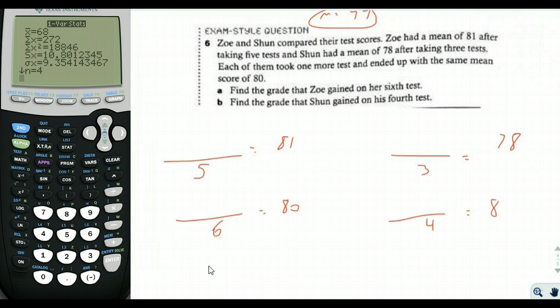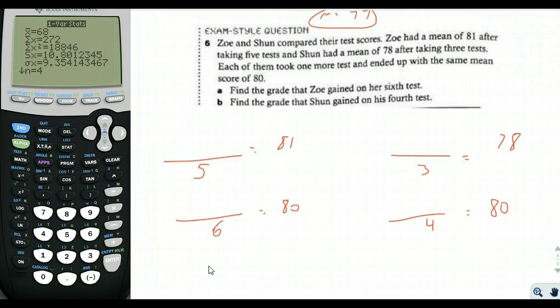Do you see why I'm writing these numbers in the denominators? It's because I'm writing the number of tests that they took to get that mean score. A, find the grade that Zoe gained on her 6th test. Find the grade that Shun gained on his 4th test.